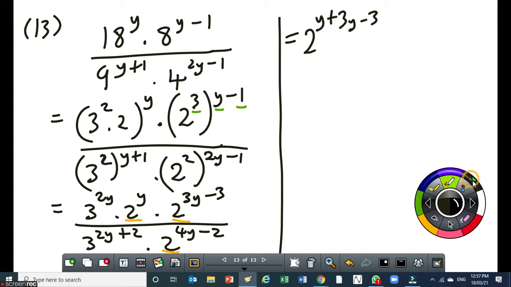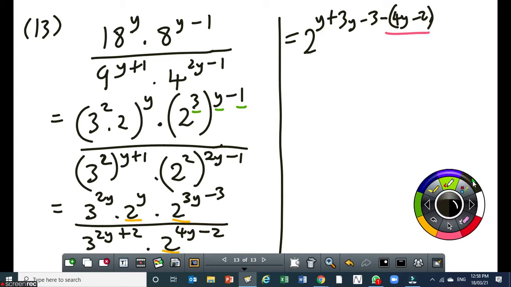Since it's part of a denominator, I have to subtract it, so it will be minus 4y minus 2 inside the brackets. It's very important for you to put that binomial inside brackets. If you don't put it inside brackets, you get an incorrect answer. Then I'm now moving on to a base of 3. I've got this 3 to the power of 2y, and I've got that 3 to the power of 2y plus 2.